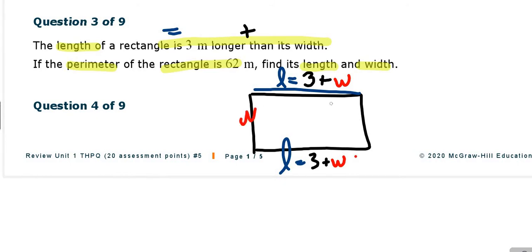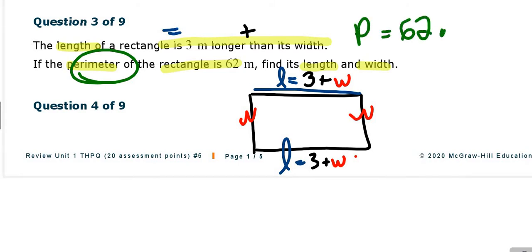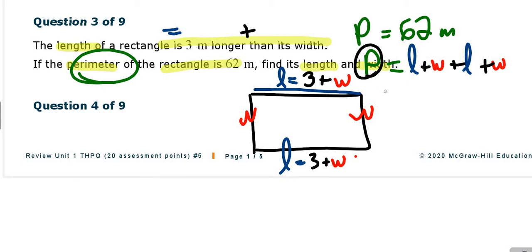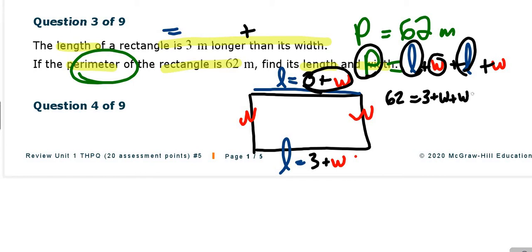And then our widths are here. So we walk it around. We're given our perimeter. Perimeter equals 62 meters. But the perimeter actually equals length plus width plus length plus width. Now you circle, plug, chug. Our perimeter here is going to be 62. The length we're replacing with this, plus width, plus length, plus width.